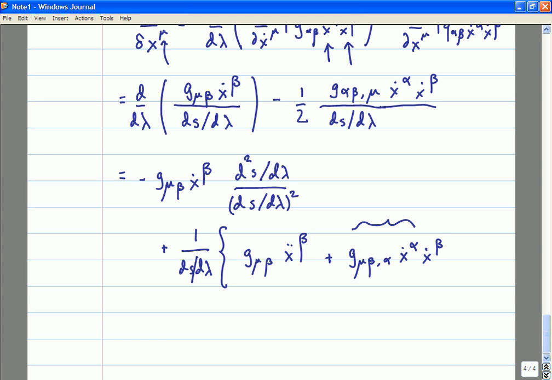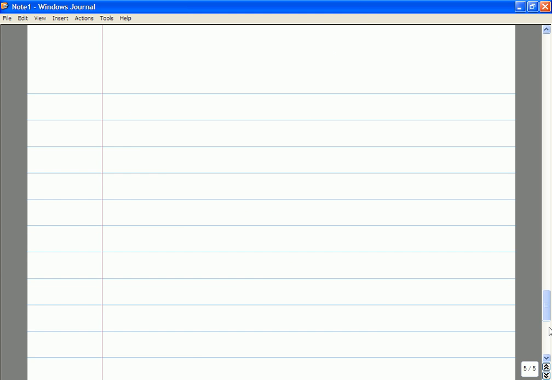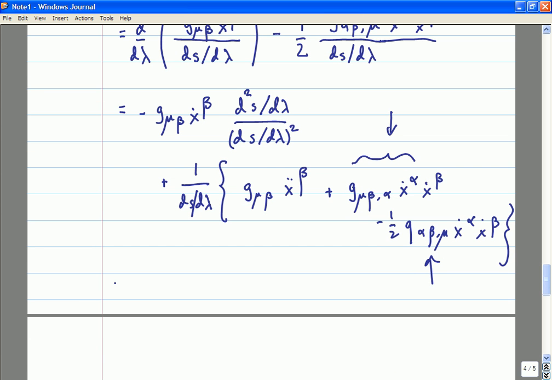And I have the second term minus 1/2 g alpha beta comma mu x dot alpha x dot beta, which went along for the ride. And in fact, what I'll do, okay, let me write that out a little more explicitly, minus 1/2 g alpha beta comma mu x dot alpha x dot beta. And you can see I've been rather careful here to make sure that when I use dummy indices, I use them in a way where it's easy to combine this expression here with this expression there. So in fact, I could combine that all and write it a little more simply. So this is 0 is minus g mu beta x dot beta times this combination of second derivatives.